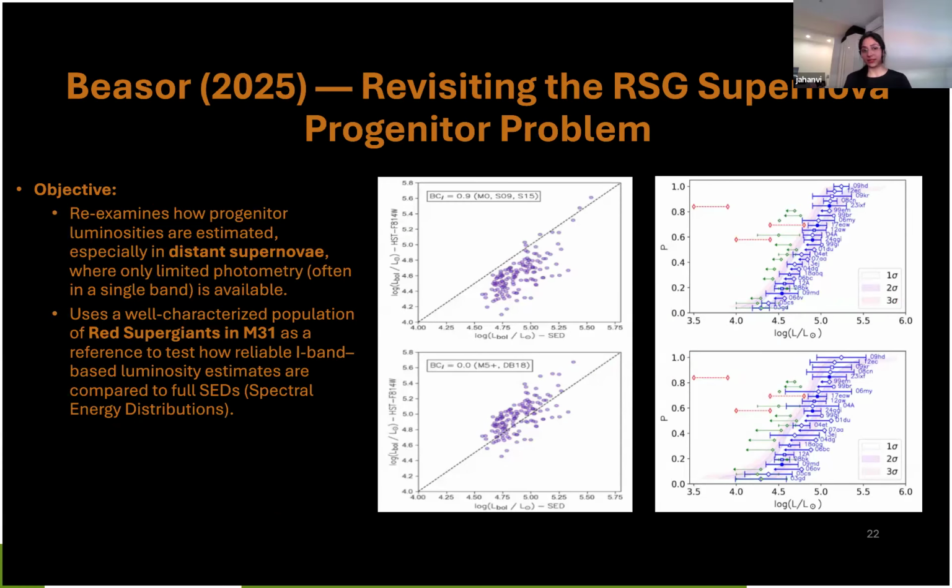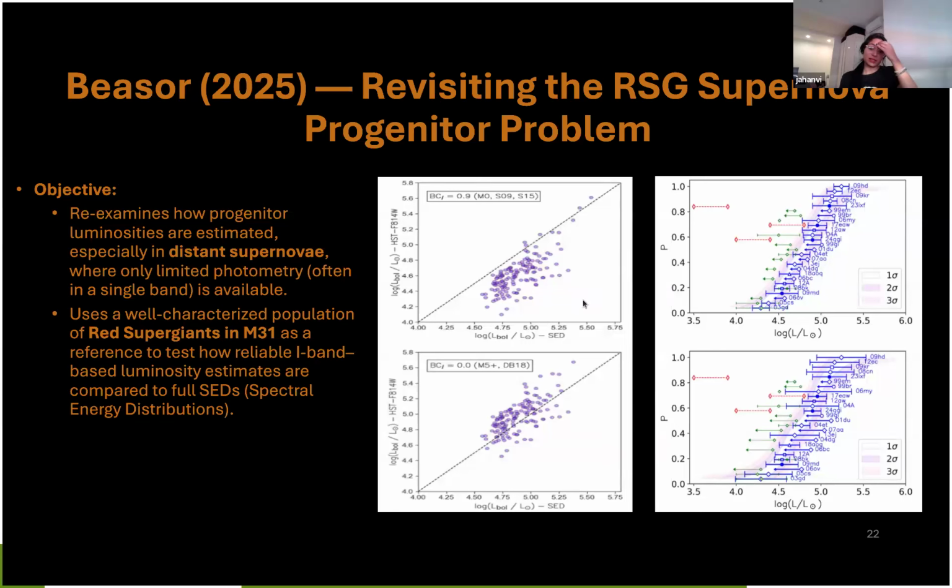Now this problem was revisited by Beezer in 2025. What she did is she took the sample of red supergiants in M31, and she took the one-band photometry data, like I-band photometry data. She estimated the luminosity, compared it with the full SED luminosity.